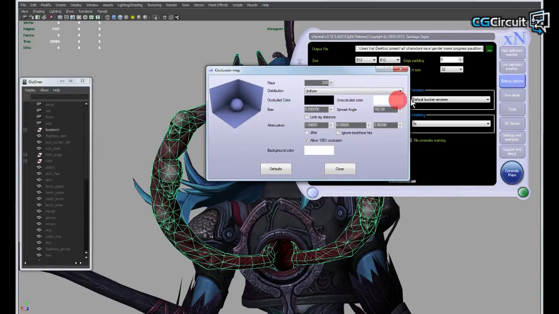And I don't mess with the occluded color, unoccluded color. And these settings in here, bias, spread angle, limit ray distance, and attenuation, these all affect how the shadowing spreads in the AO map.